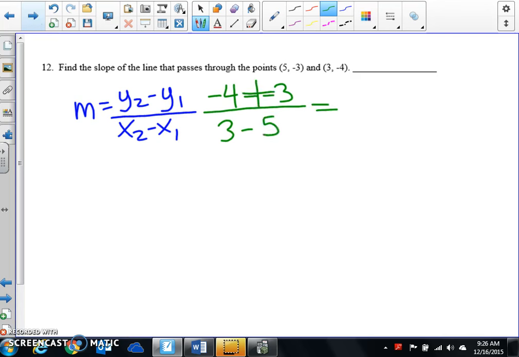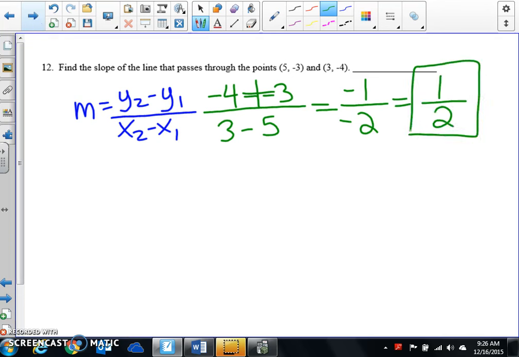Two negatives is a positive. -4 plus 3 is -1. 3 minus 5 is -2. A negative and a negative is a positive. So my slope is a positive 1/2.